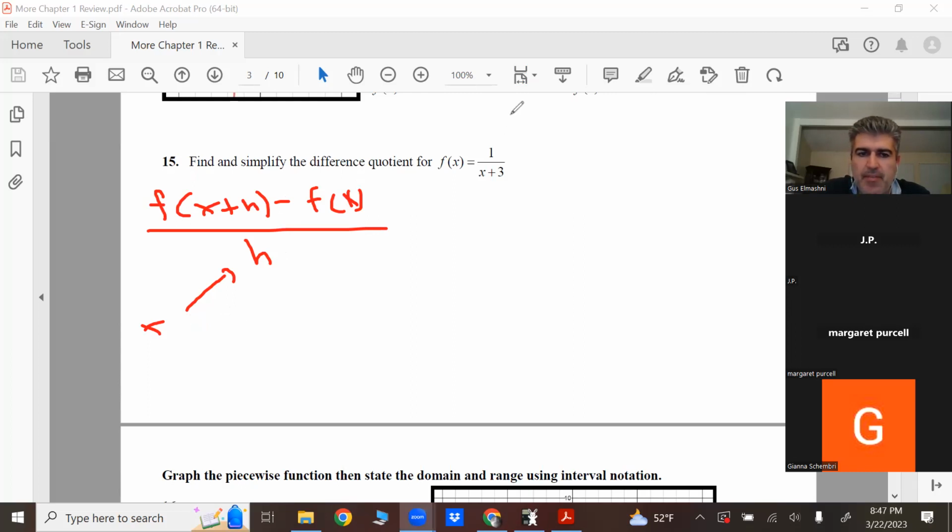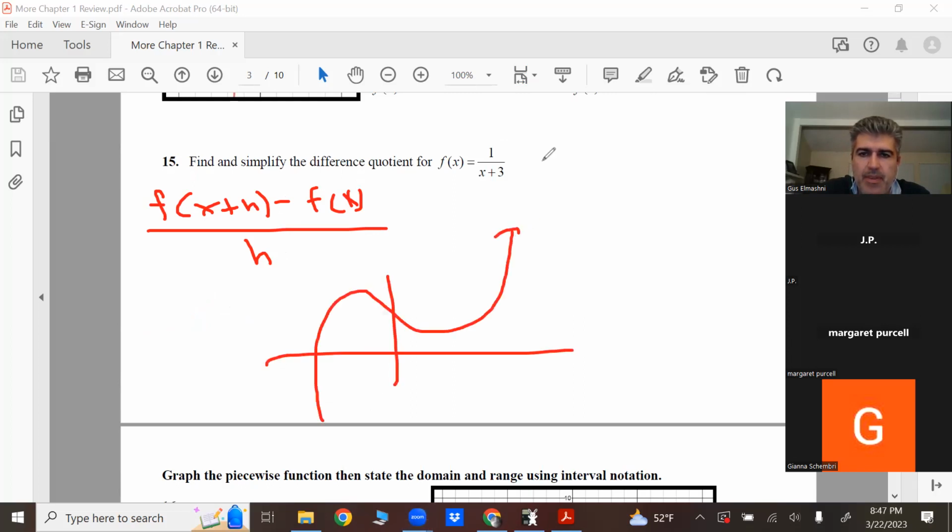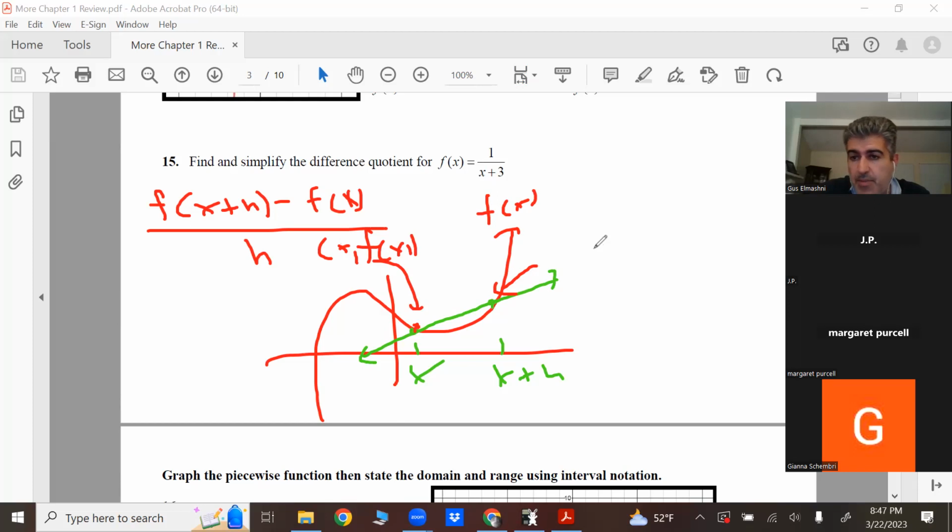And graphically speaking, what this represents is, you've got a funky curve like that. You've got 2 points. We'll call this x, we'll call this x plus h. And you have a line that passes through those 2 points, and you simply find the slope, and the red curve is f of x. So obviously the y-coordinate here is f of x. So you can think of that as x comma f of x. And then the y-coordinate at x plus h is f of x plus h, right? Because you're replacing x with x plus h. So you can think of those coordinates as x plus h comma f of x plus h. And so the formula is just basically slope, the change in y over change in x.